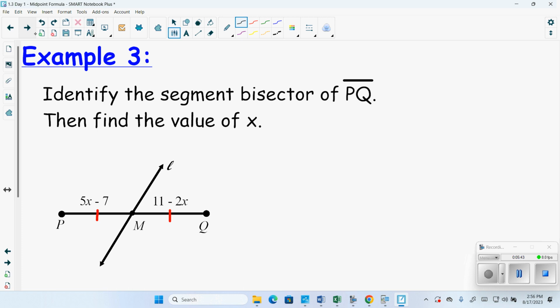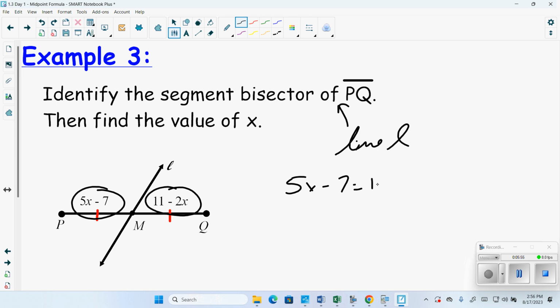Identify the segment bisector. What is cutting the segment in half? Well, the segment bisector in this picture would be line L. Now, once I know that it's a bisector, then the two smaller segments must be equal to each other, and that sets up an algebra question.